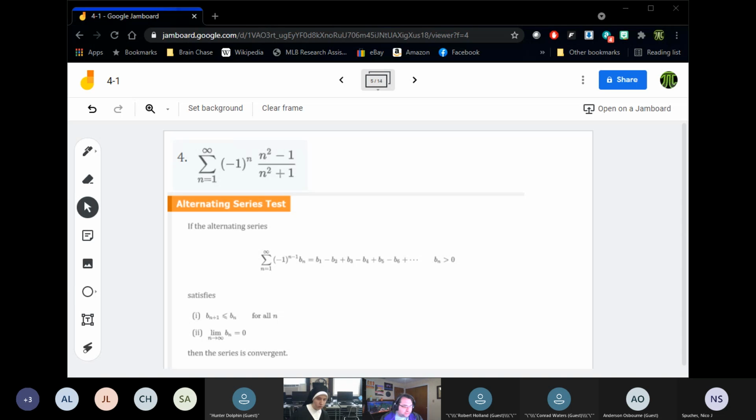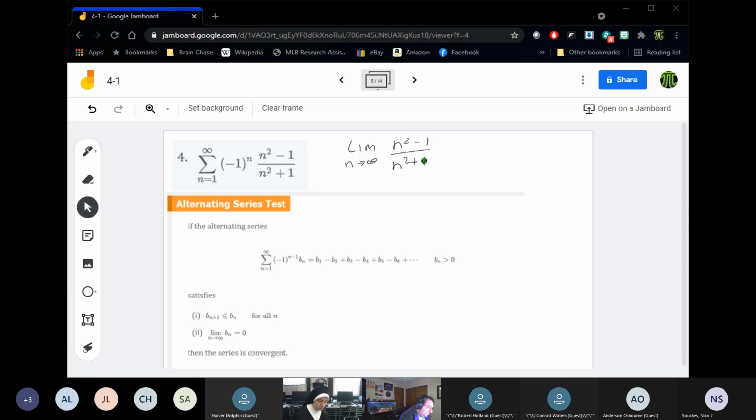All right, so the next thing we have to do is test the limit. Does the limit equal 0? So when we're doing the limit, remember, we're only looking at the n squared minus 1, not the other part. So I have the limit as n goes to infinity of n squared minus 1 over n squared plus 1.